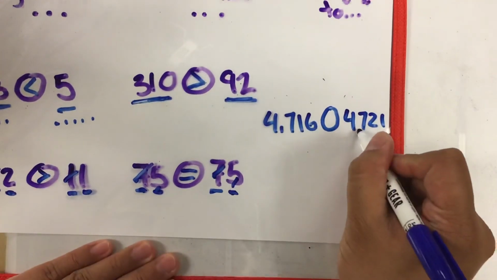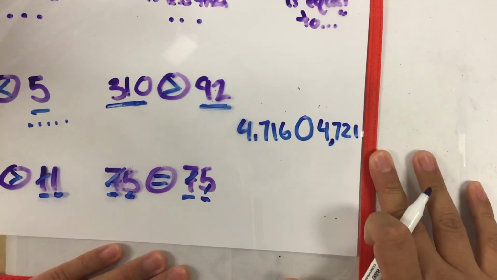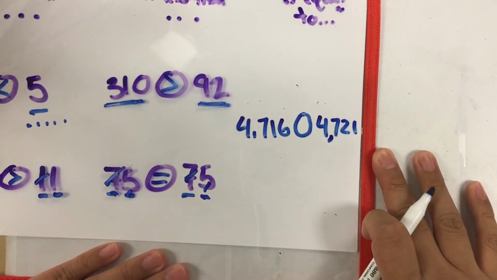So here is another example, and I would like you to pause the video and try this one on your own. We got 4,716, and we're going to compare it to 4,721. Okay? So pause right now and try it out.